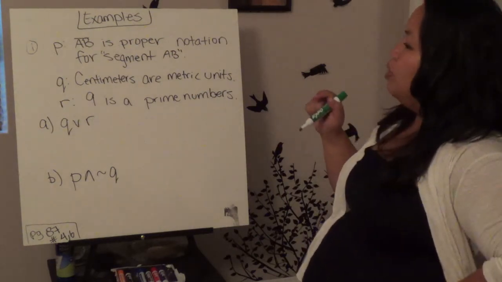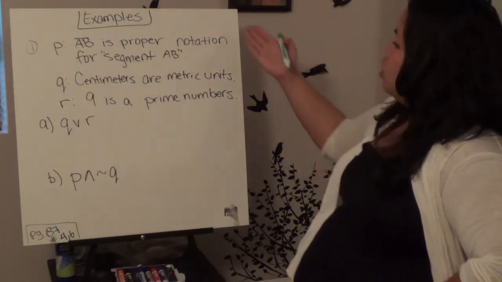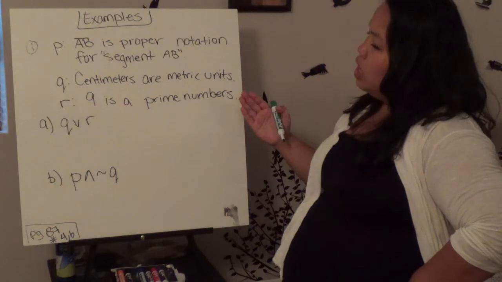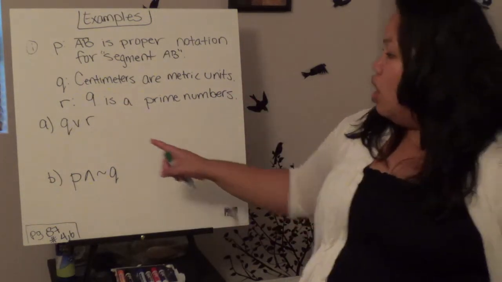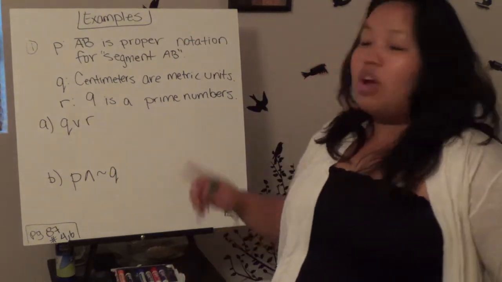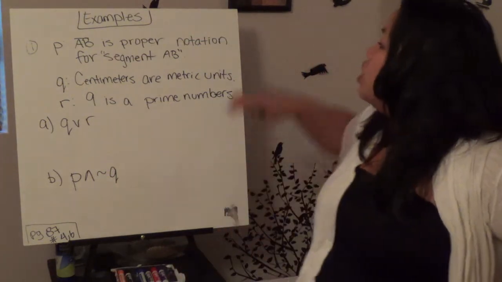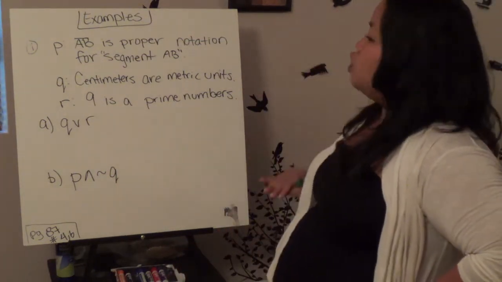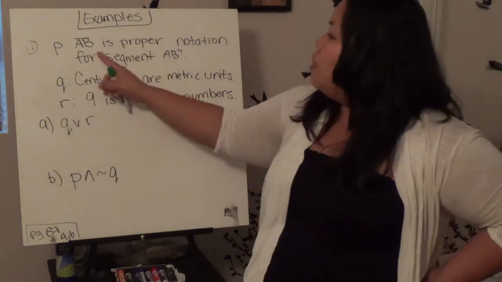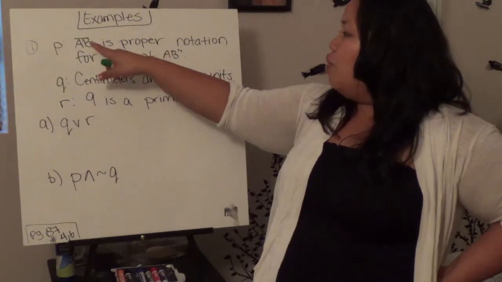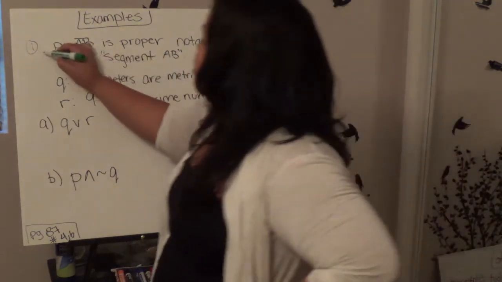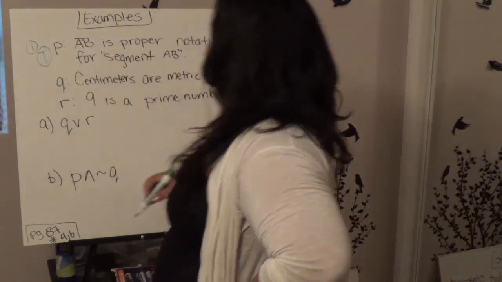Our first example, they're going to give us three different statements, and we have to write down what they want us to write down according to the statement. And then we're going to figure out if it's true or false. So first let's figure out if these individual ones are true. AB is proper notation for segment AB. So that is how we write AB, so this is in fact true.